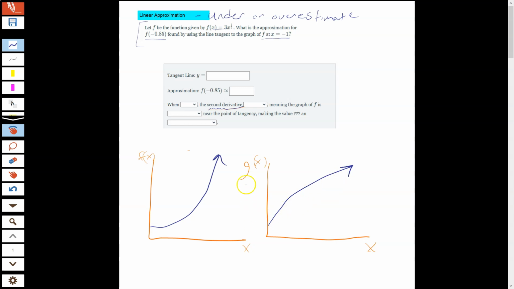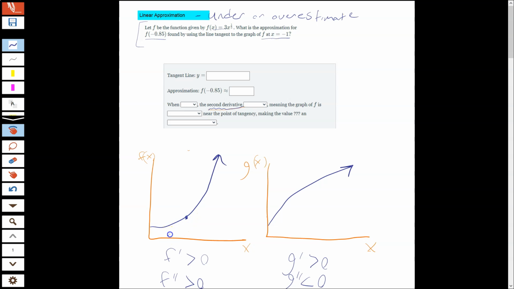Okay, so notice I have two functions, right? Both are increasing, so both have derivatives greater than 0, so f prime is positive and g prime is positive. But f is concave up, g is concave down. So f double prime is going to be positive, so my derivative is increasing. G double prime is going to be negative because my derivative is flattening out. Okay? Let's draw in some tangent lines.